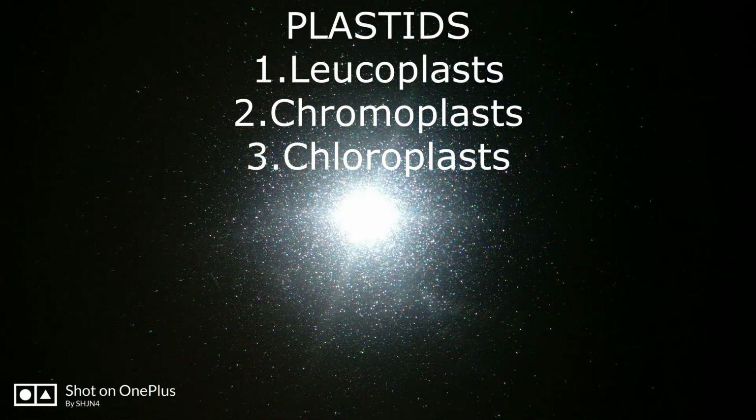Stroma contains a large number of organized flattened membranous sacs called thylakoids, which are arranged in piles like coins called grana or intergranal thylakoids. The thylakoids of different grana are connected by flat membranous tubules called stroma lamellae. The membrane of the thylakoids encloses a space called a lumen.